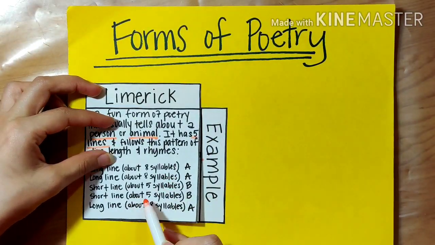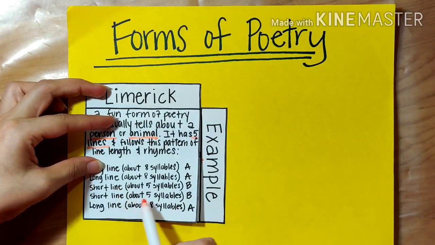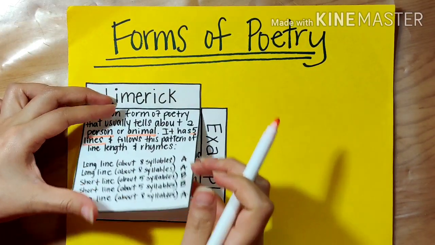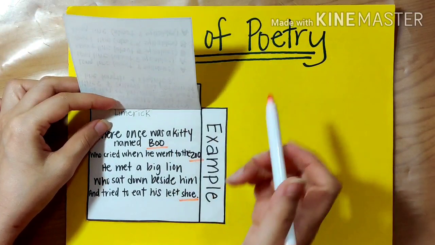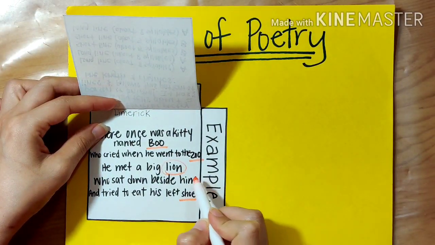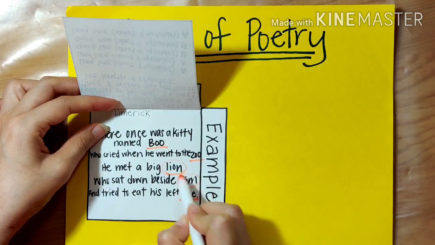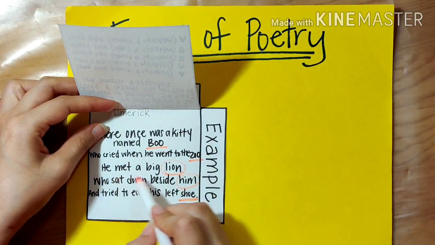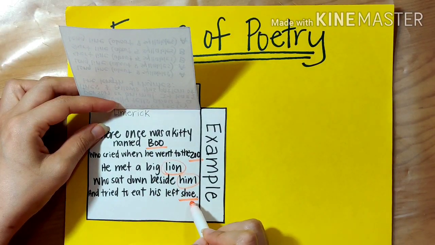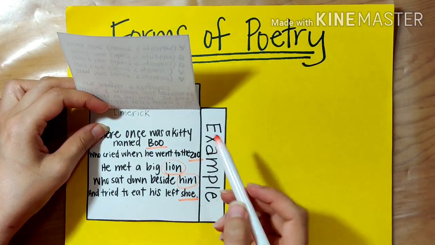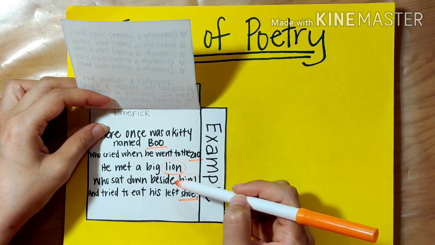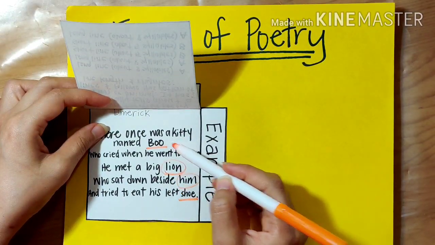And if we go back to our 3rd and 4th line, those should rhyme as well. So if we go back to our example, we have lion and him. Okay, so he met a big lion who sat down beside him and tried to eat his left shoe. Okay, so we also have, like we said, the long, short, long sound.